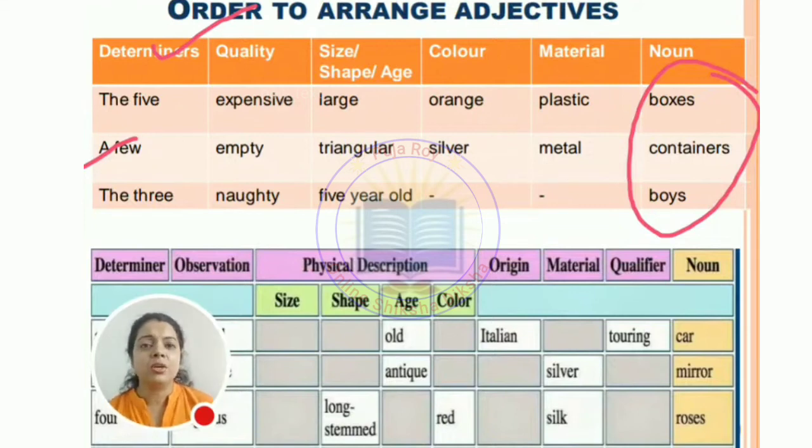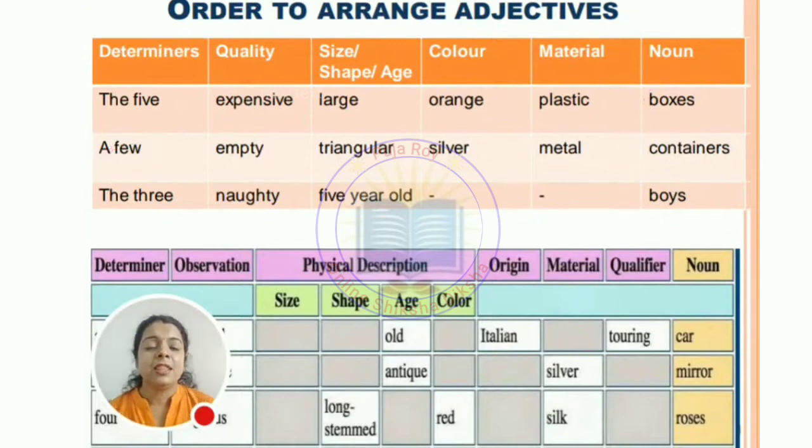A 3 naughty 5-year-old boy. A 3 naughty 5-year-old boy means first should be the number and then should be the age. Coming to the next one, if you want to go for more examples, let's see the 5 expensive large orange plastic boxes. So my dear students, always remember, understanding the adjective is very important.